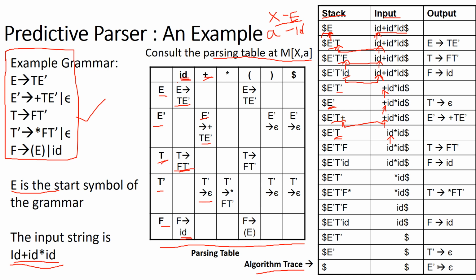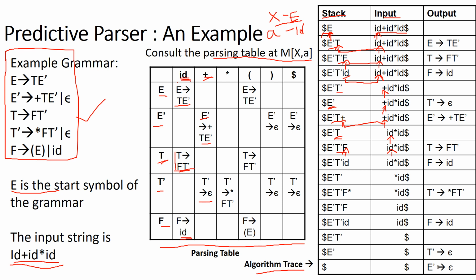T and id. At this location, we have a production which is T to F T dash, where T is the left hand side of the production and the top of the stack, and F T dash is the right hand side of the production. The top of the stack T is replaced with F T dash in the reverse order, and therefore it is inserted as T dash, F, and F becomes the top of the stack. The current input symbol under consideration is still id. So now we have F as the top of the stack and id as the current input symbol.